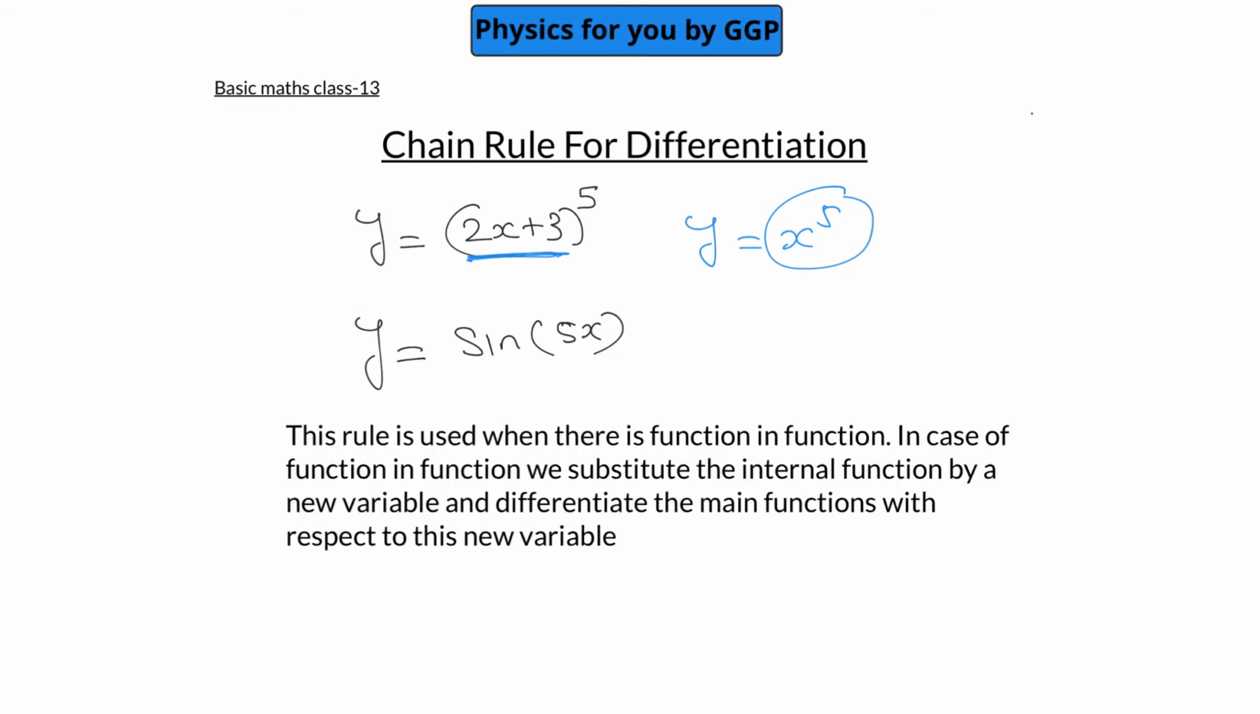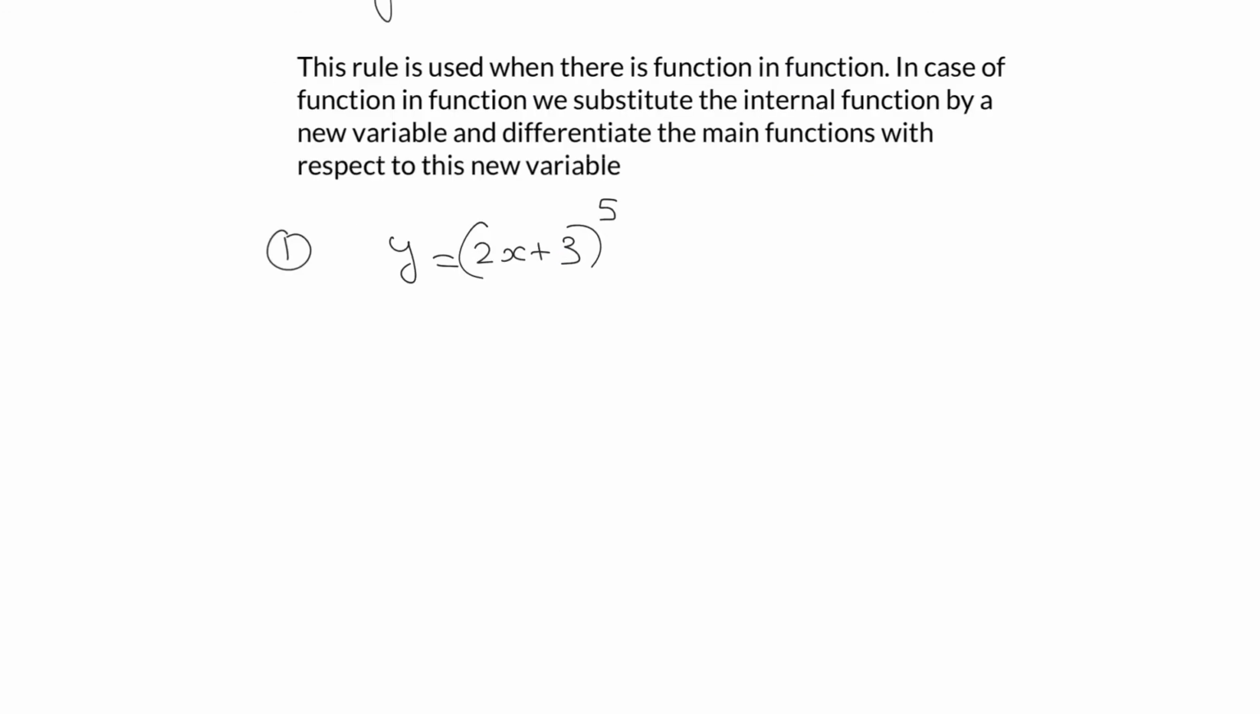We use this chain rule when there is a function in function, and in that case we substitute the internal function by a new variable and differentiate the main function with respect to this new variable. I know that while reading this you may not understand anything, so we'll take an example and explain it. As an example, take y is equal to (2x plus 3) raised to 5, and our aim is to find the value of dy by dx.